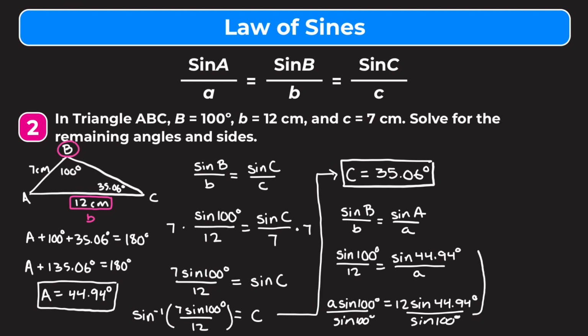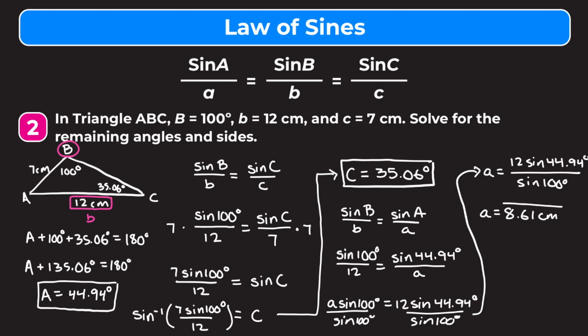And up here, I will continue this. So on the left side, we're just left with little a. On the right side, we have 12 times the sine of 44.94 degrees, all over the sine of 100 degrees. And when I put in my calculator, I get roughly 8.61 centimeters for side A.